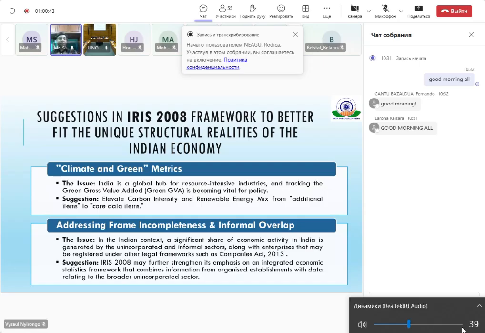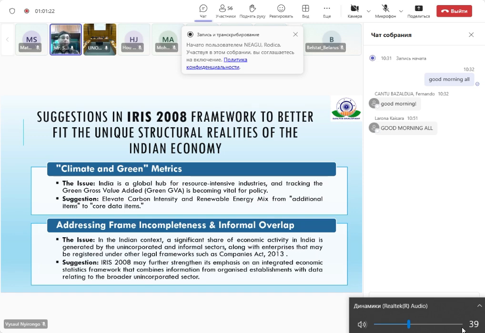The climate and green matrix. Next issue is that India is a global hub for research-intensive industries, and tracking the green GVA is becoming vital for policy. My suggestion is to elevate carbon intensity and renewable energy mix from additional items to core data items. Currently, these are additional items. It is my proposition that the task team may consider moving these proposals from additional items to the core data items.